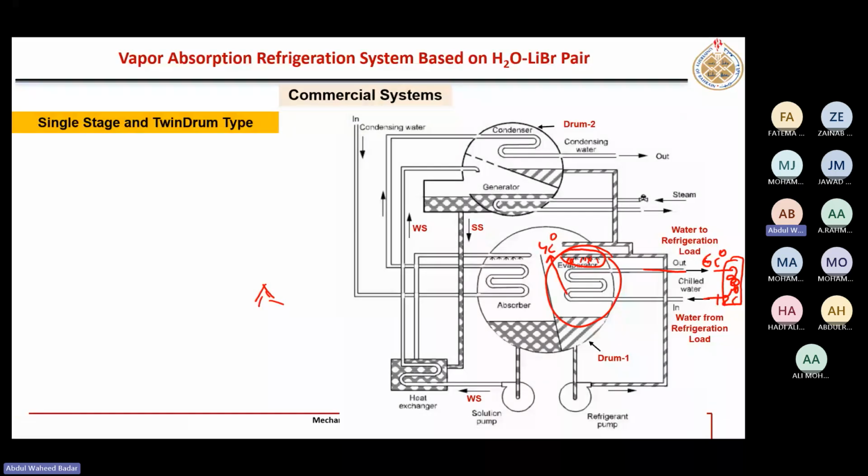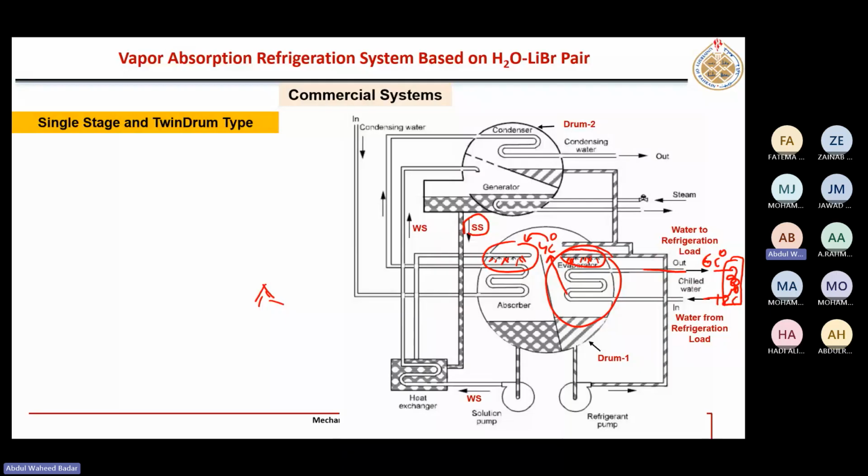Right. Same is here in the absorber, this strong solution, which is coming from the generator, right? In the absorber, that is also sprayed for the same reason, because by spraying this solution, it will absorb whatever water vapor is present here more efficiently, because the surface area of this strong solution will increase when we spray it. So that will be helpful in good absorption of this water, which is evaporated here.